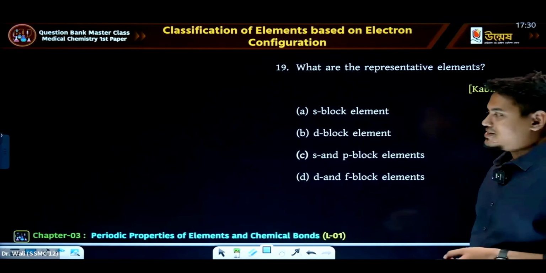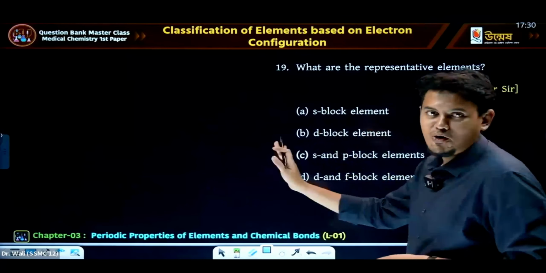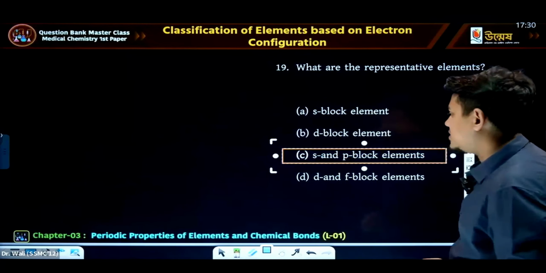What are the representative elements? I have already solved this question, right? S block, representative element, D block, not. S and P block, better answer. Okay, so the answer will be C.